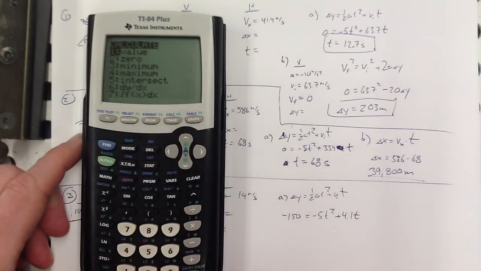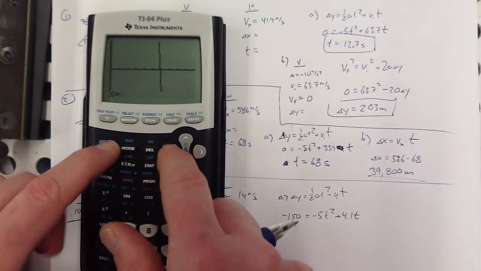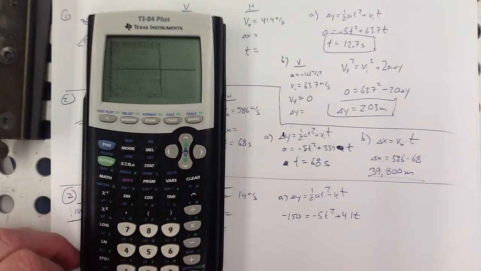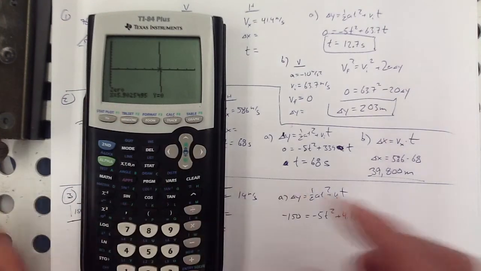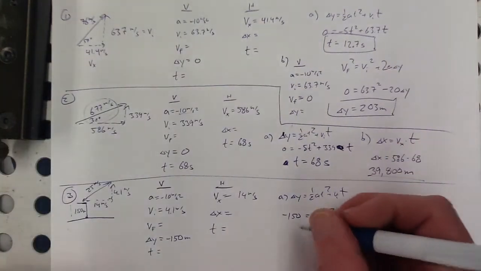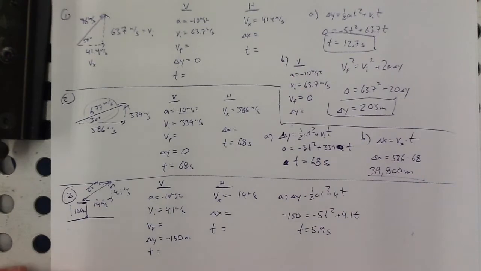Second, calculate. I'm going to find that 0. Oops. Not sure what happened there. Try that again. Calculate. There we go. Left bound 0. Right bound 10. Guess 5.9 seconds.